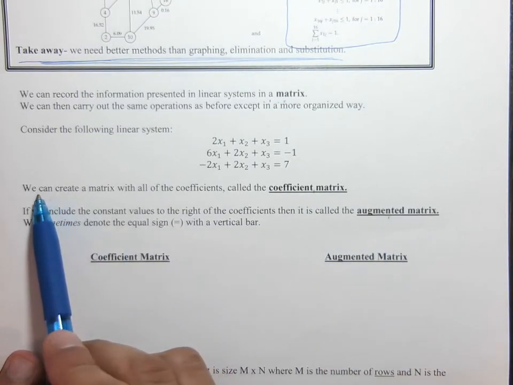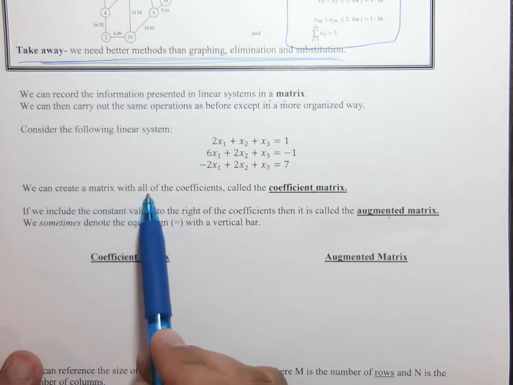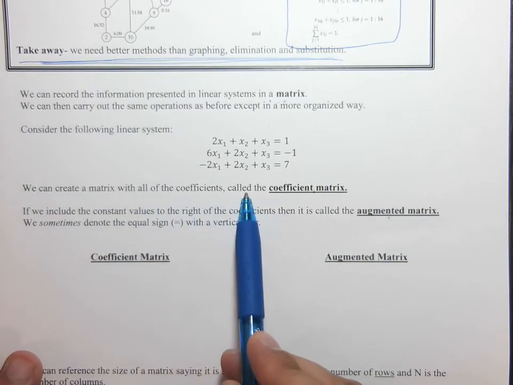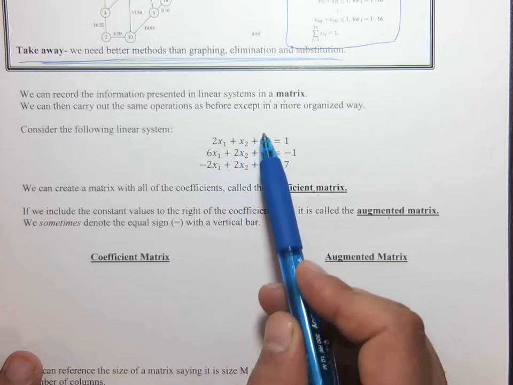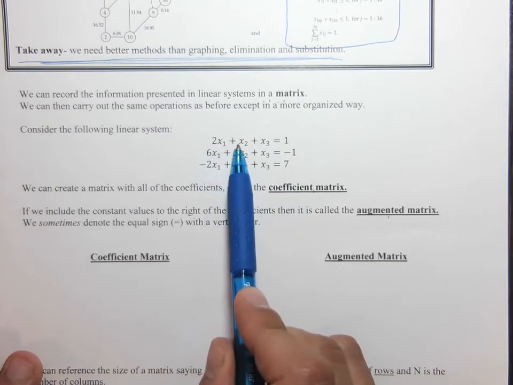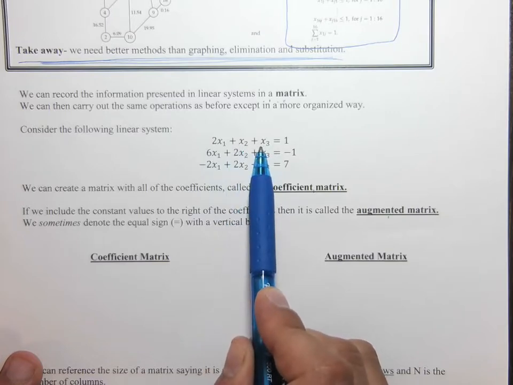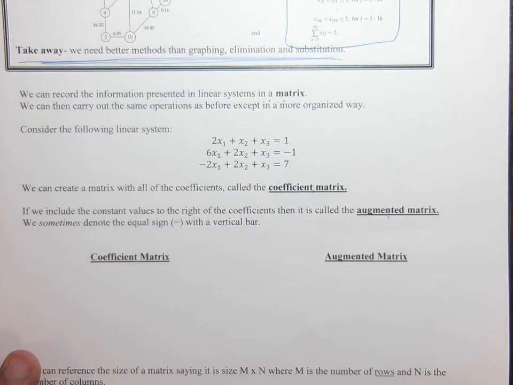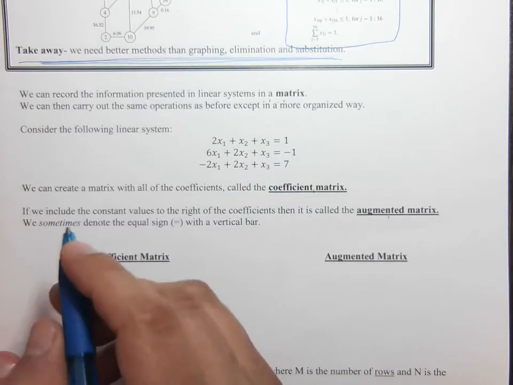The coefficient matrix is just the matrix that you get when you write down all the coefficients. As a reminder, the coefficients are the numbers that are multiplying the variables. So 2 is a coefficient in this one, 1 is a coefficient in front of x2, 1 is a coefficient in front of x3 in that one, right? Let's write down the coefficient matrix right here.